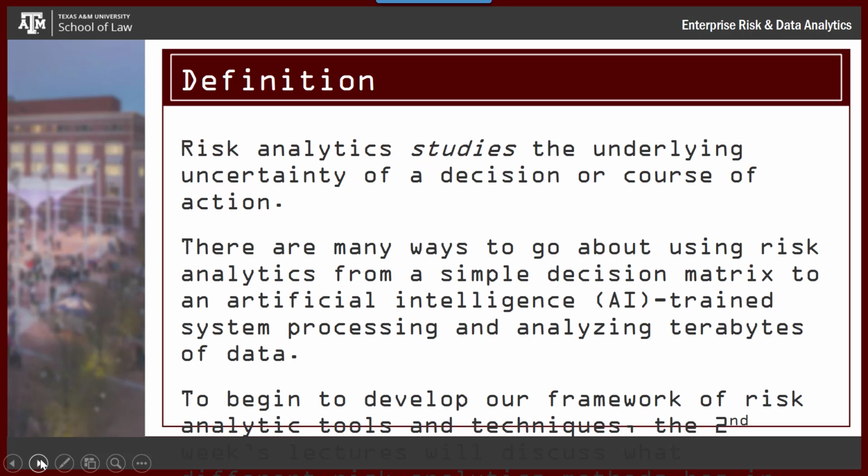I know, again, I'm putting a lot of words on the slides. But basically, risk analytics studies the underlying uncertainty of a decision or course of action, and we live in a world of uncertainty. So when we talk about risk analytics, it's continuous, but it's also dynamic. The risk can change.